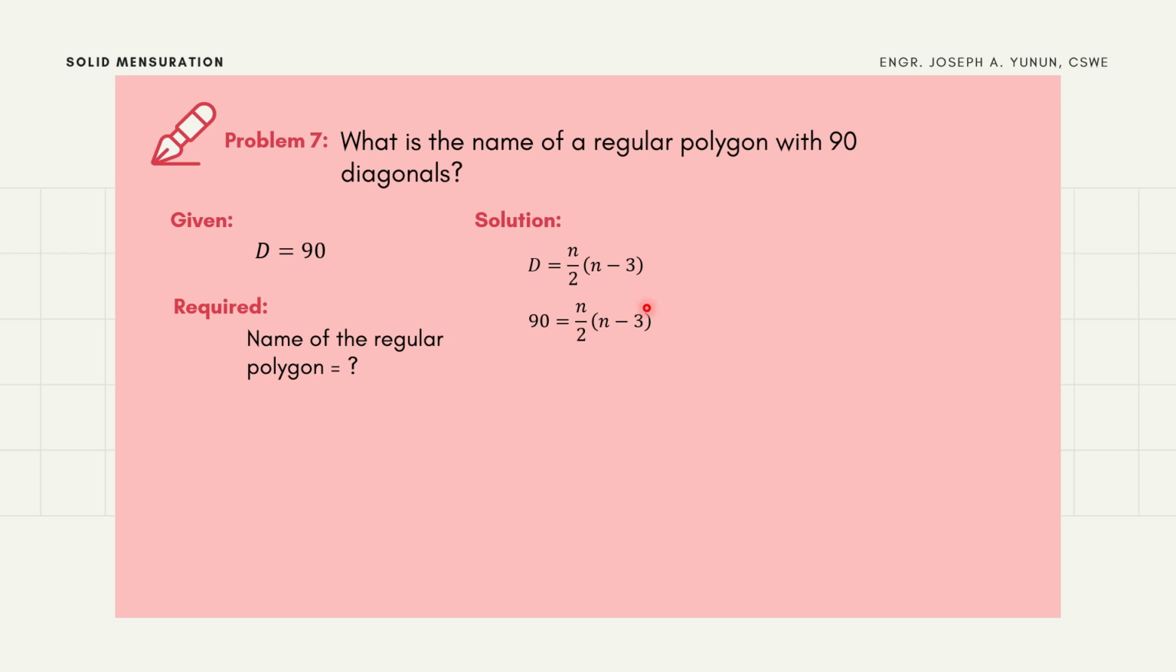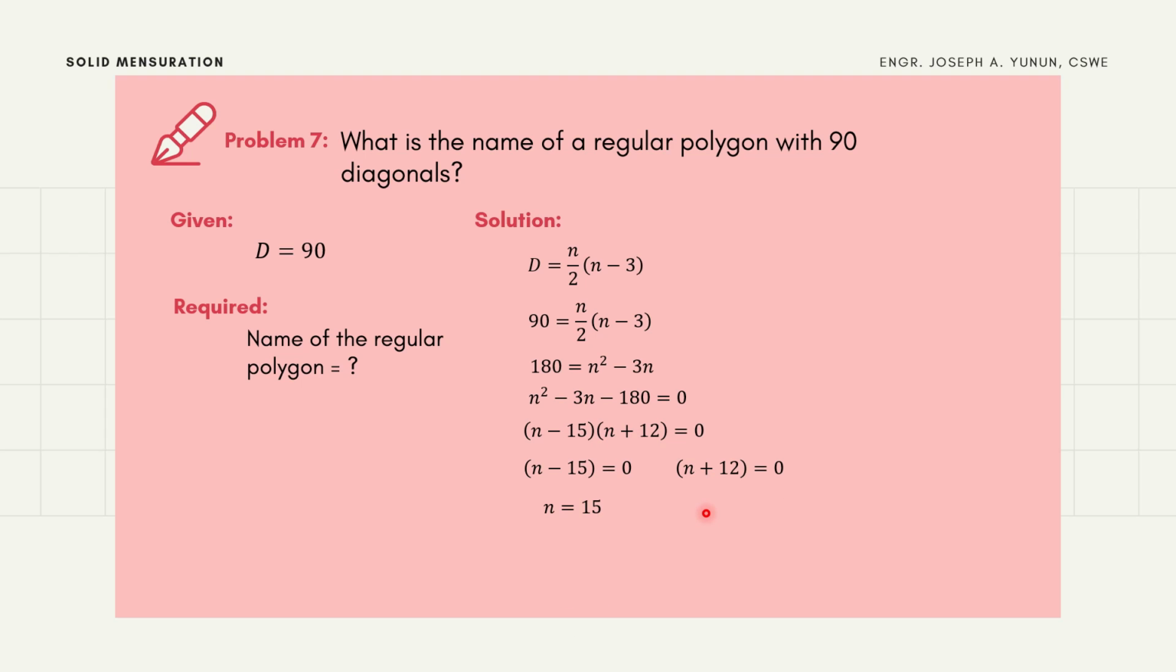Simplifying this one, multiply both sides by 2 and get 180 equals n squared minus 3n. Then simplifying that equation gives us a second-degree polynomial. Again, for a second-degree polynomial or quadratic equation, you can use the quadratic formula or factoring if it's applicable. So I'll be using factoring: n minus 15 and n plus 12. Based on the given, each factor will be equated to 0. So n minus 15 equals 0 and n plus 12 equals 0.